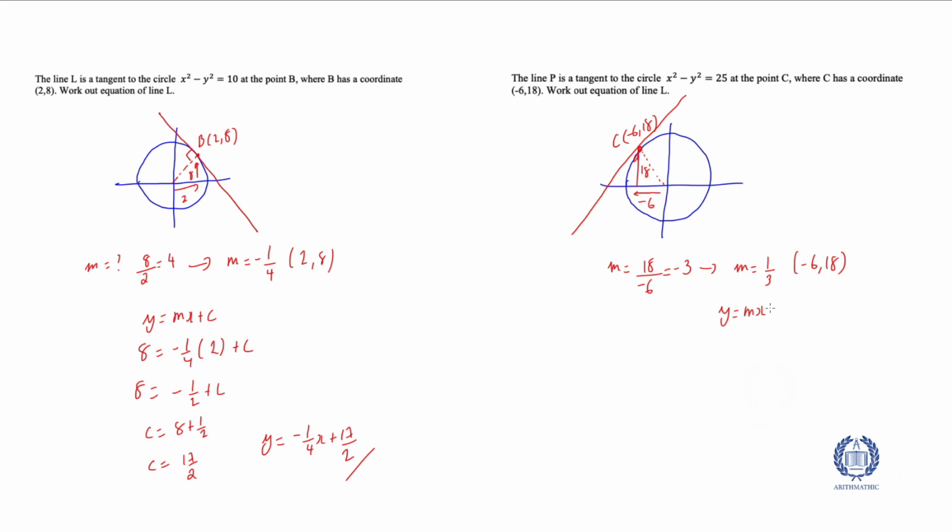So again, we find the equation of the line, y equals mx plus c. So my y is 18, gradient is 1 over 3, x is minus 6, plus c. So 18 equals, that's going to be minus 2 plus c. So c is equal to 20. So the equation is going to be y equals, what is my m? 1 over 3 x plus 20. And that is my equation of the tangent.